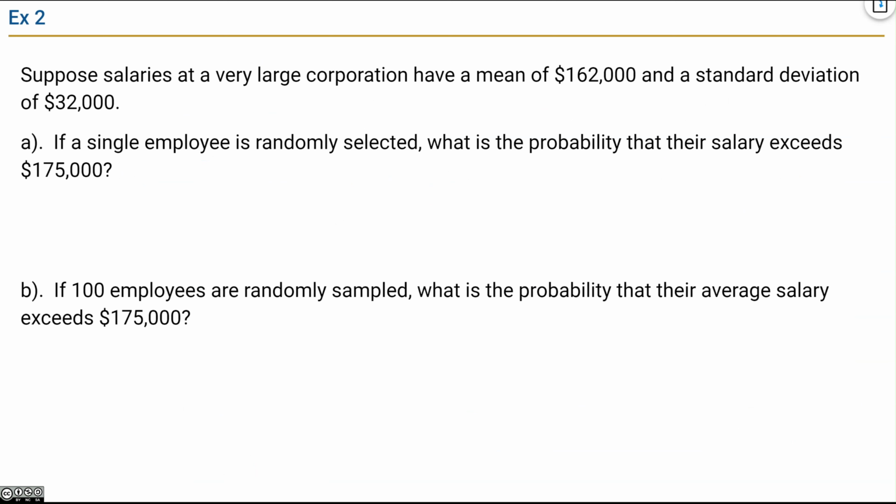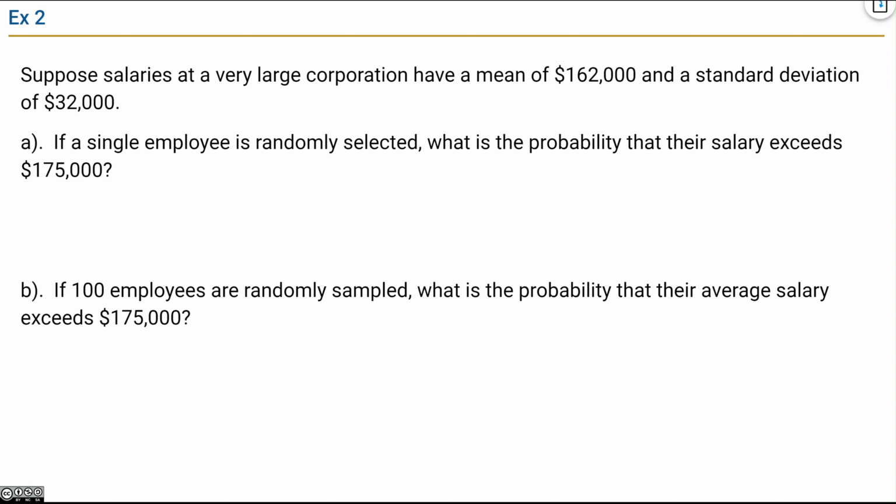Let's try another one. Suppose salaries at a very large corporation have a mean of 162,000 and a standard deviation of 32,000. If a single employee is randomly selected, what's the probability that their salary exceeds 175,000? And then if 100 employees are randomly sampled, what's the probability that their average salary exceeds 175,000? Give this one a shot.